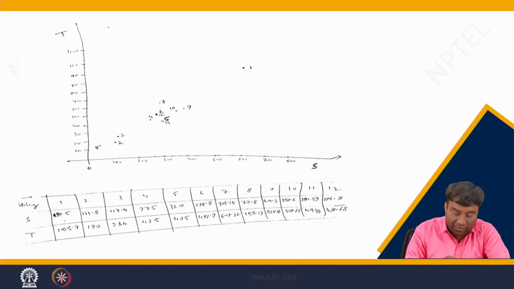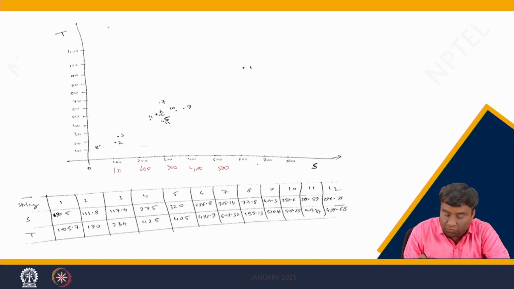So these are the values of S and T of 1, 2, 3, 4 up to 12. So now plot it. The scale is from 0 to 100. So first this is 0 to 100, this is 100, this is 200, this is 300, this is 400, this is 500. For a two dimension problem we can do it by plotting, but there is also an algorithm, we'll discuss it. 600, 700, 800, like that.